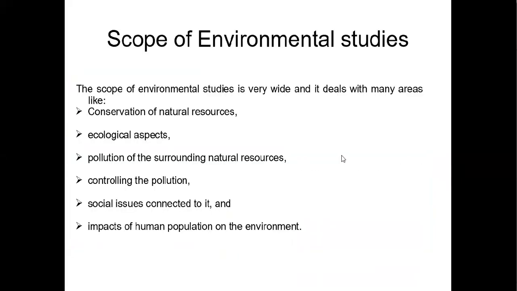And sometimes the question will be like this: write down any two or any four scopes of environmental studies. There are so many scopes of environmental studies, which are most likely conservation of natural resources, ecological aspects, reducing the pollution of surroundings and controlling the pollution, social issues connected to it, and impacts of human population on the environment.